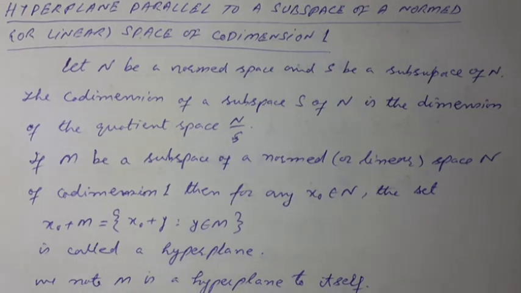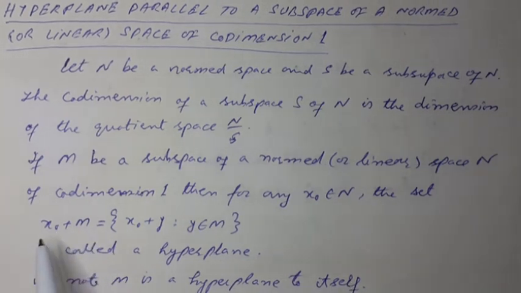which is a flat because it is obtained by shifting from the origin by a vector. We note M is a hyperplane to itself. This set is the set of left cosets, or it is called the translate of M by x0. You can also take this set as the set of right cosets.